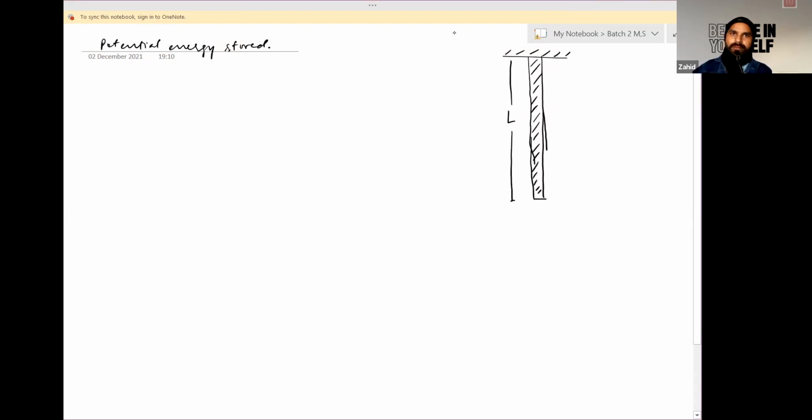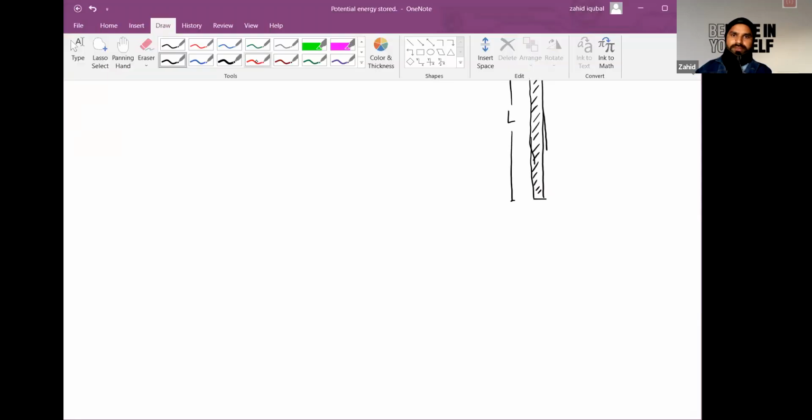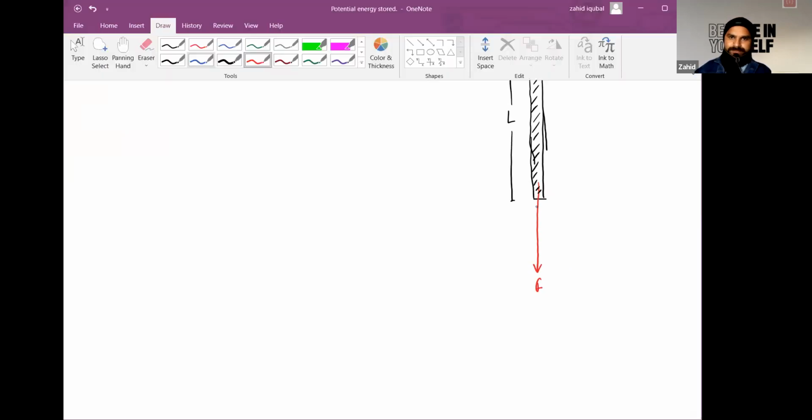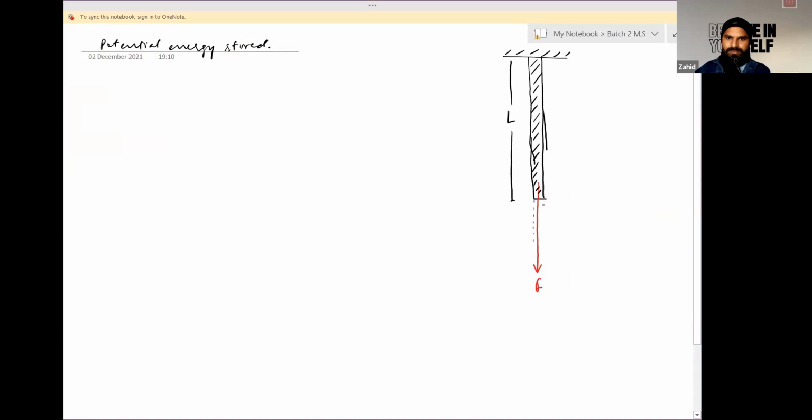Now, if you apply any deforming force to stretch it further along this direction, let's say F, it will get slightly stretched till this point. Total elongation from this point to this point is small l. But this elongation must be achieved in this particular wire stepwise.